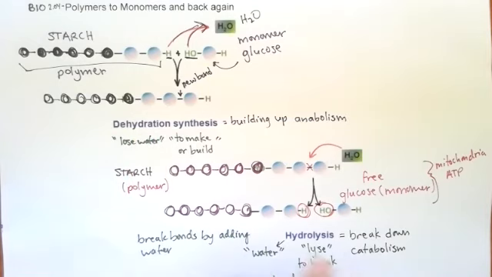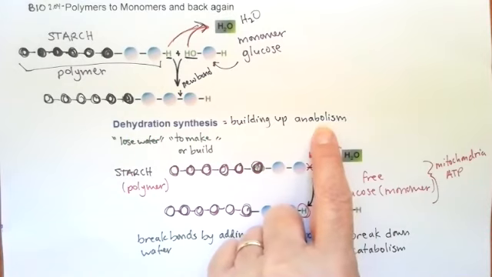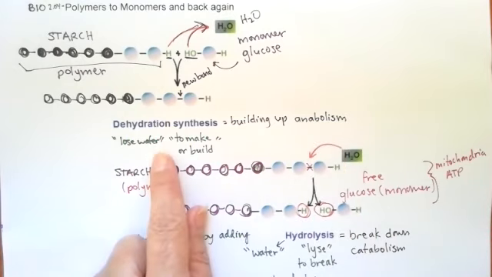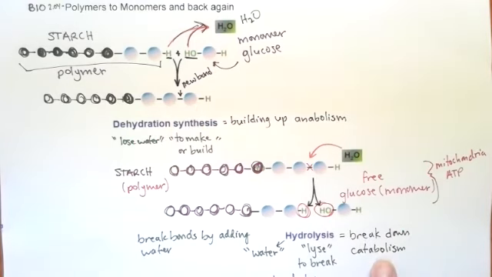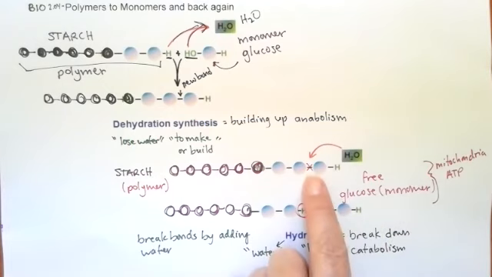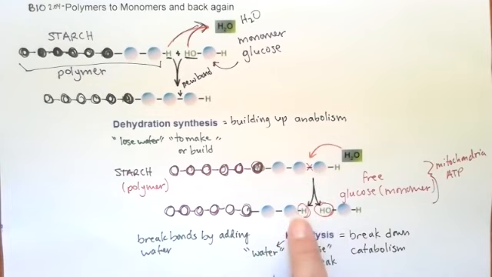So what are our takeaways? We have anabolism, which is building up. We do that by dehydration synthesis, which is losing water and creating a bond. To do catabolism, we have to crack monomers off the end of a long polymer. We do that when water comes in, attaches, gets pulled into two, and breaks the bond through a process called hydrolysis.